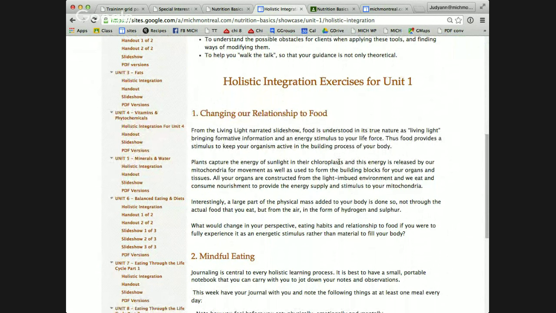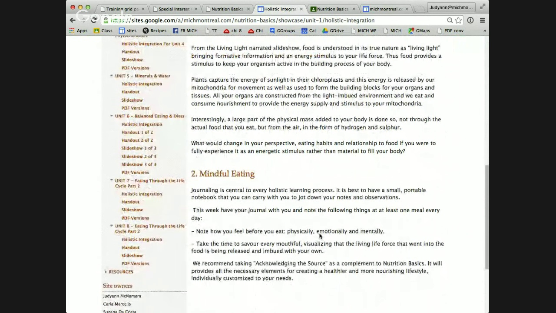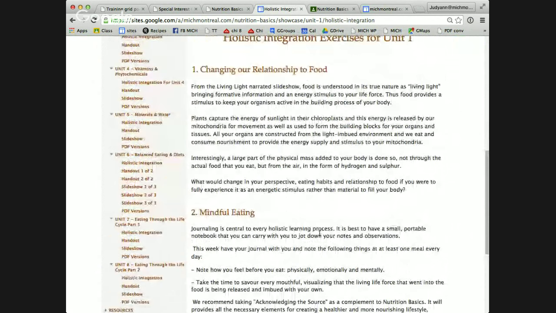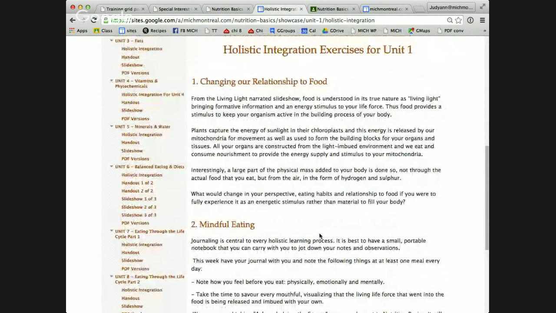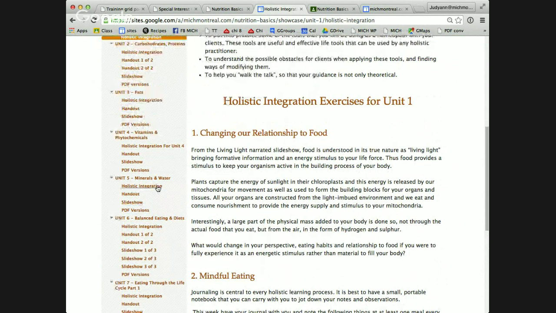In this one, the exercise is about changing your relationship to food and mindful eating as an introduction to nourishment, and especially mindful and holistic nourishment. Every single unit, as you can see, is set up in exactly the same way, with an overview, a handout, one slideshow or more. Sometimes there are more handouts as well. And then the PDF versions and a holistic integration as well.